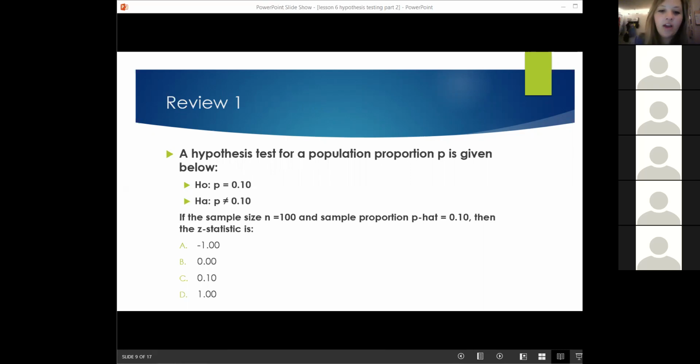Okay, so here's a hypothesis test for a population proportion. Our null is that p equals 0.1, and our alternative is that p is not equal to 0.1, so we have a two-tailed test here. If our sample size is n equals 100 and the sample proportion is p hat equals 0.1, then what is our z-test statistic? This is to test if you understand standardization and our z-curve. So go ahead and look through these and let me know what you think the answer is.